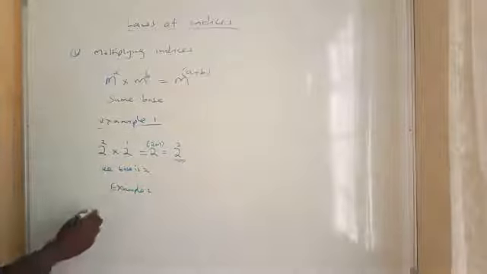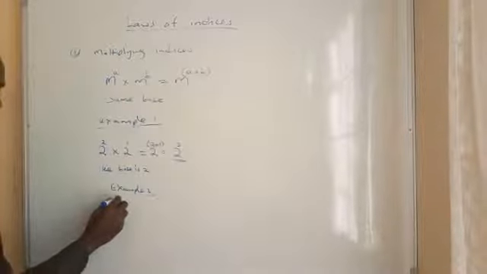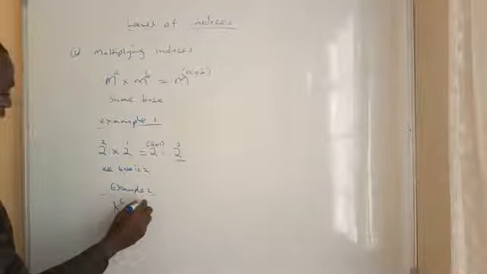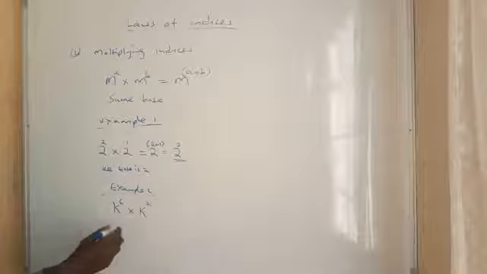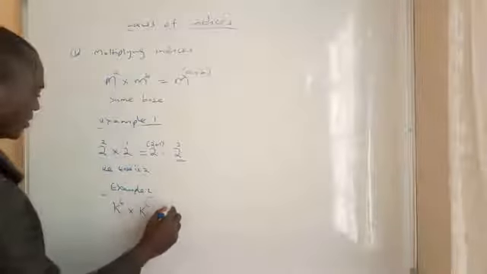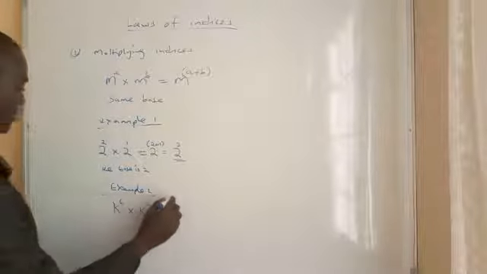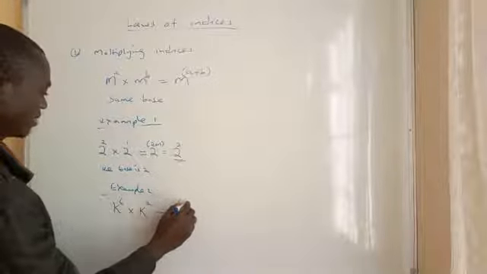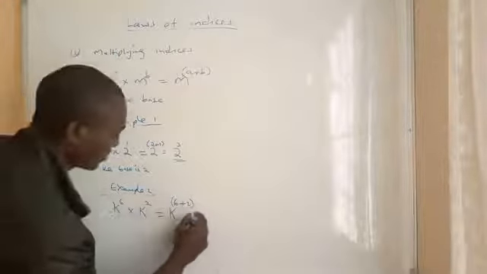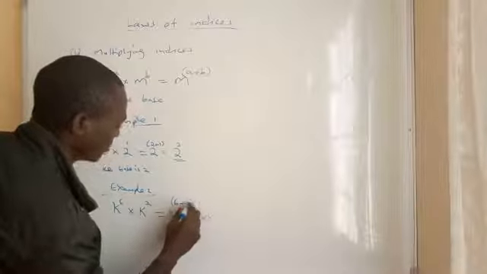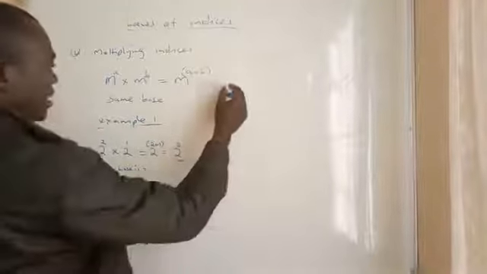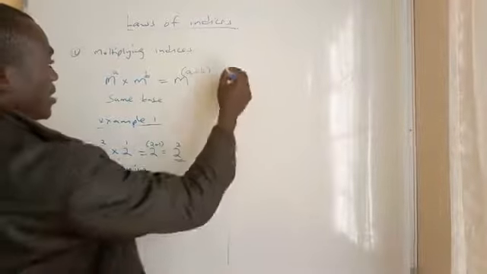Example 2. If I have k power 6 times k power 2, for example, then the base is the same, that is k. You pick on one of the base and you add the powers. Why are we adding the powers? Because it is a multiplication sign. So the answer becomes k power 6 plus 2, that is 8. K power 8.